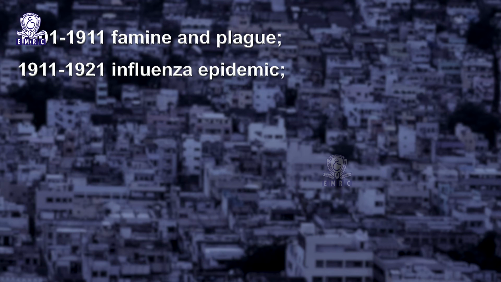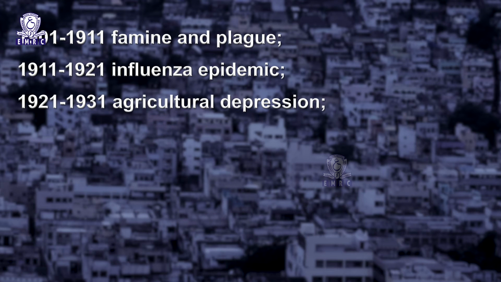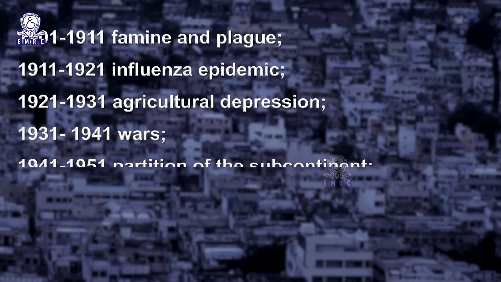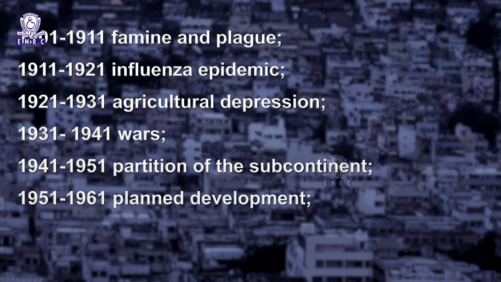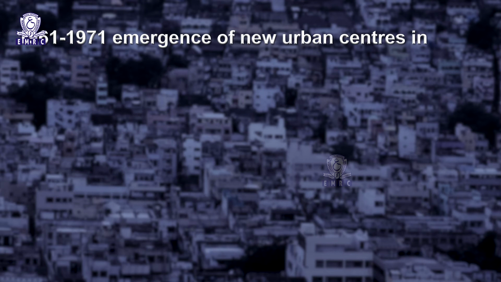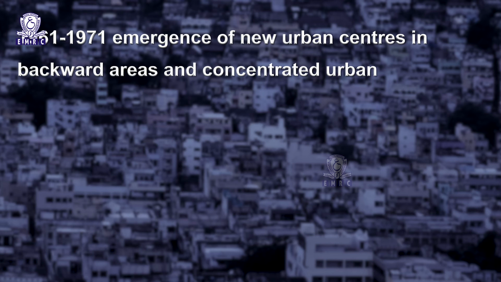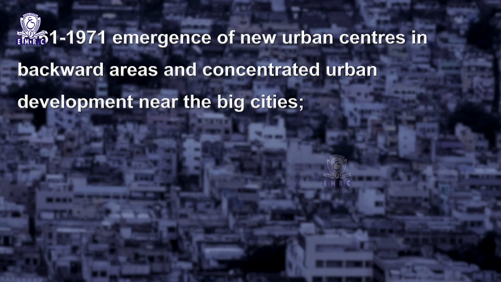Urbanization in India during the present century was associated with a particular theme in each decade. During 1901-1911, famine and plague. During 1911 to 1921, influenza epidemic. During 1921 to 31, agricultural depression. During 1931 to 1941, wars. 1941 to 1951, partition of the subcontinent. 1951 to 61, planned development, whereas 1961 to 71, emergence of new urban centers in backward areas and concentrated urban development near the big cities.